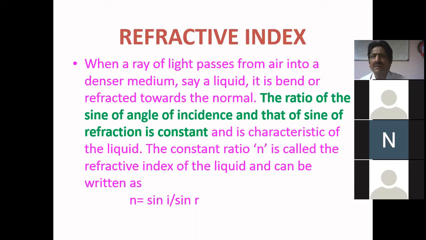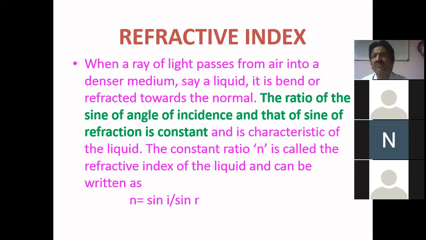Now, already you know that when light travels from one medium to another medium, the light bends towards the normal. There is a change in the direction of the light, and generally it bends towards the normal. And this property of light, when it passes from a rarer to a denser medium, is called refraction.